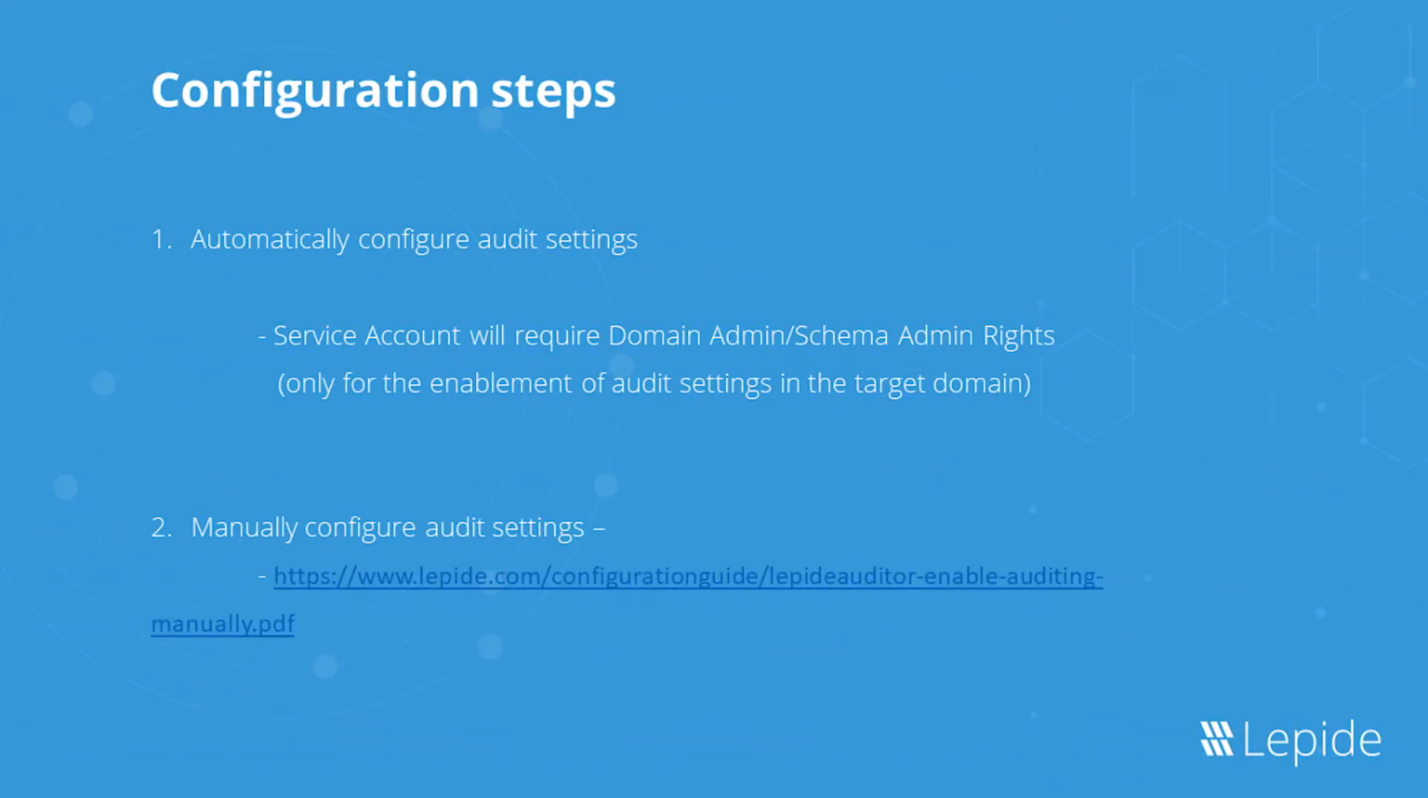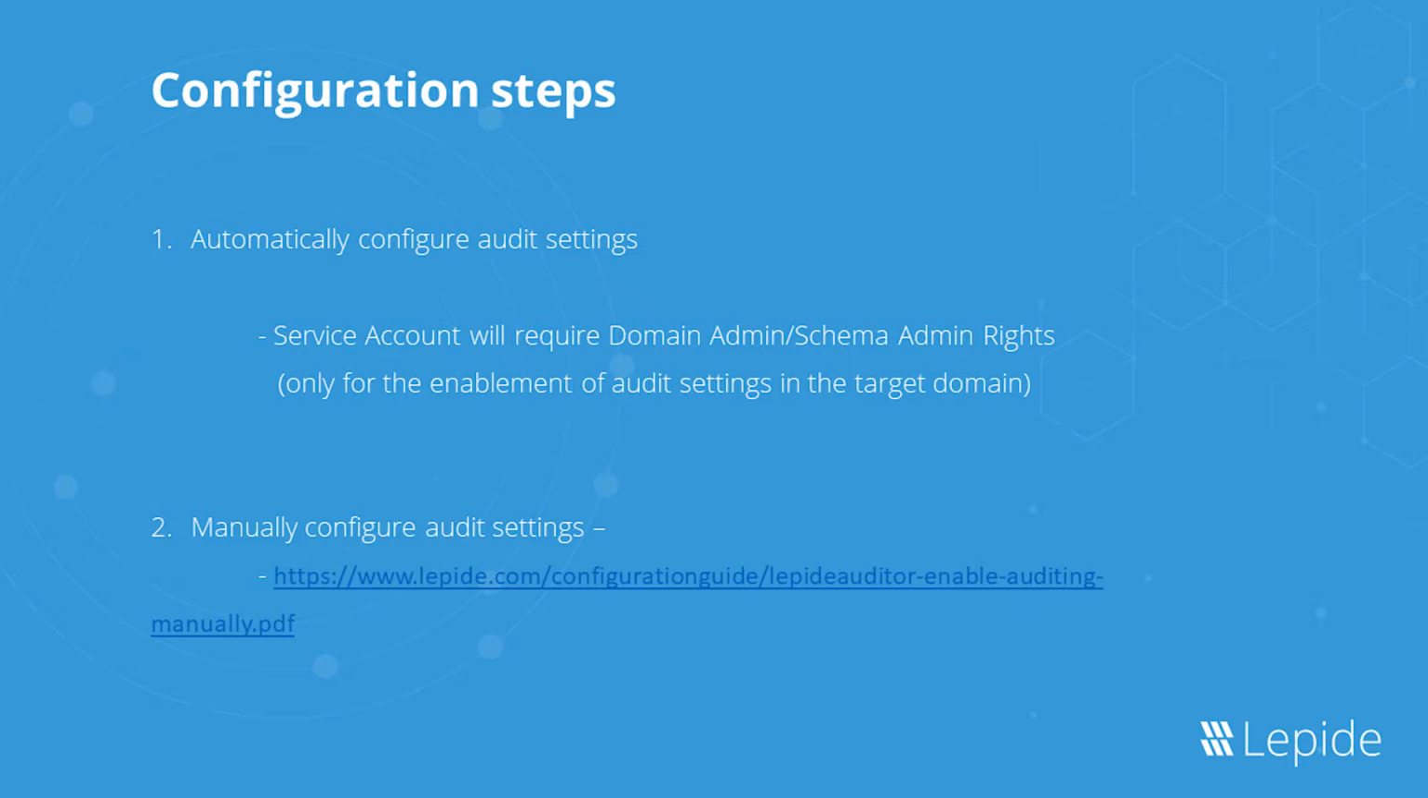There are two ways in which we can enable the audit settings in the target domain for auditing. For the purpose of this tutorial, we're going to automatically enable the audit settings. This can also be completed manually, and the guide can be found in the documentation on our website. The direct link to the guide is listed here on this slide.